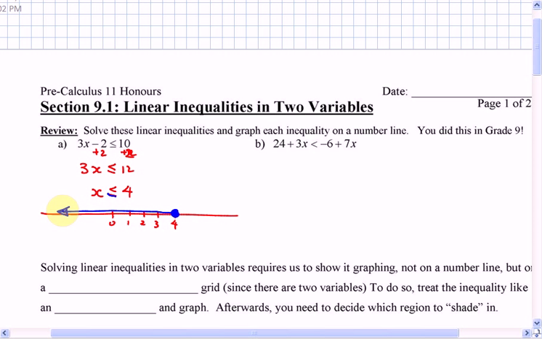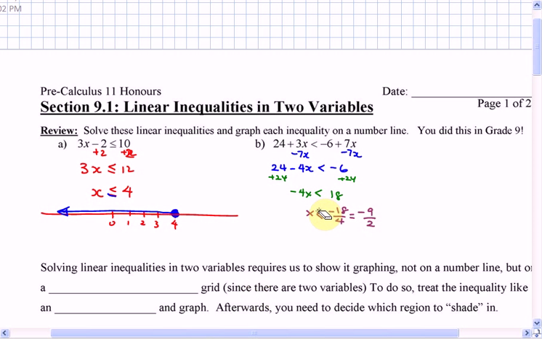Now we'll do the same thing for part B. I like to isolate x on the left side, so I think the first thing I'll do is subtract 7x to both sides. So I'll get 24 minus 4x, which is less than negative 6. I want to isolate x, so I'll add 24 to both sides. 24 minus 6, that's 18. So now what I have is negative 4x is less than 18. We'll divide both sides by negative 4, and you'll get x is negative 18 over 4. Or I guess some people will simplify that to negative 9 over 2.